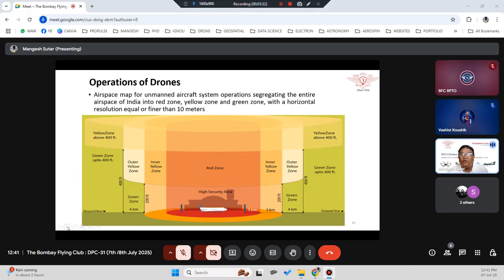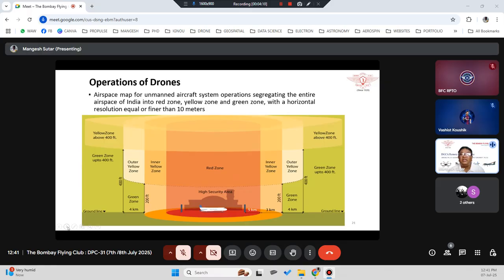Okay, from 5 kilometers and beyond, the next 3 kilometers will be your inner yellow zone, that is up to 8 kilometers. So 5 kilometers to 8 kilometers will be your inner yellow zone. From 8 kilometers, another 4 kilometers, that is from 8 kilometers till 12 kilometers, will be your outer yellow zone. And beyond 12 kilometers from the perimeter of the airport will be your green zone. Okay, that is how your zones are categorized.